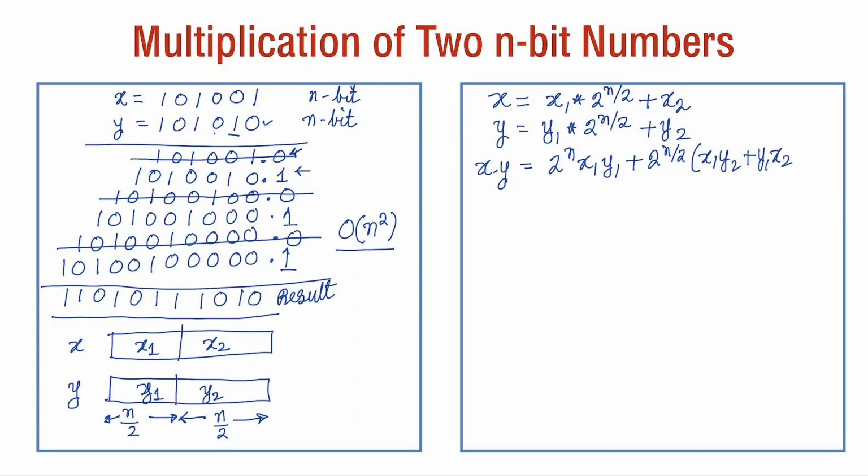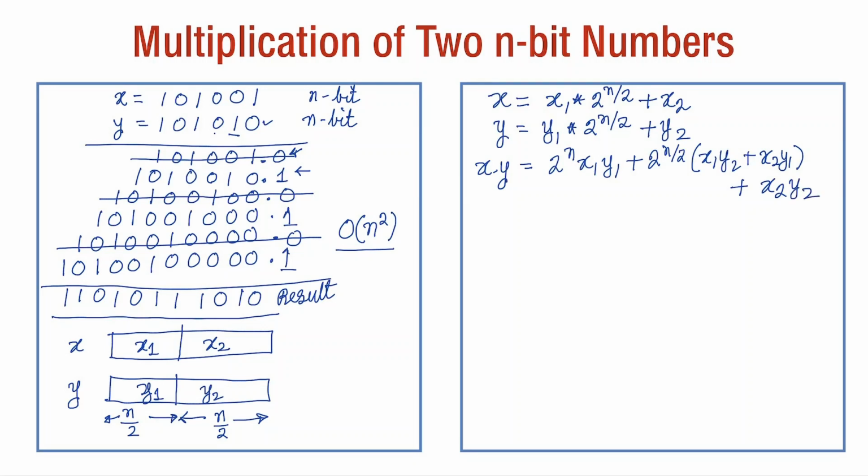x2, sorry, this will be x2 y1, which is the same thing, x2 y1 plus x2 y2.